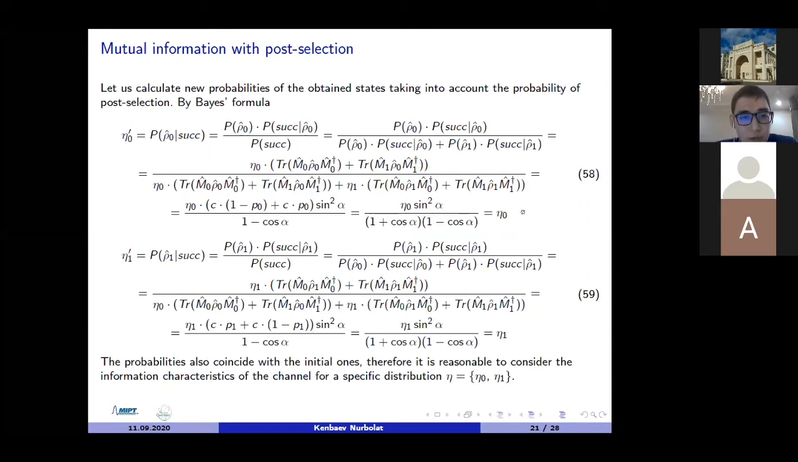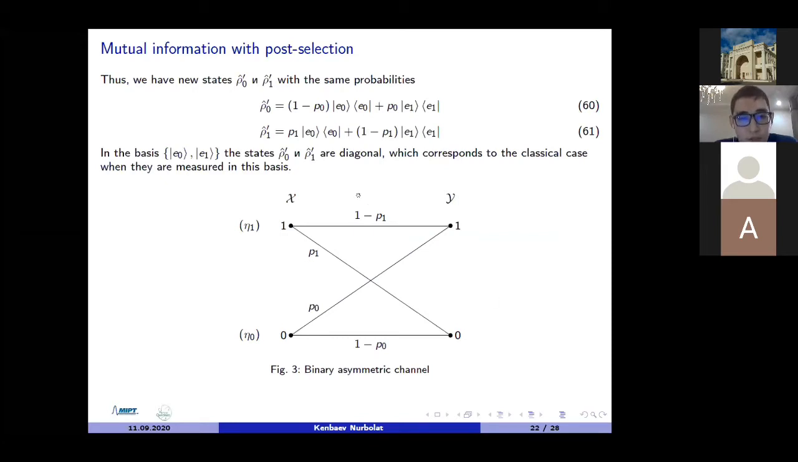Also, we can calculate the new probabilities of the obtained states, taking into account the probability of post-selection. By Bayes' formula, we have the following expressions. And we can see here that the probabilities also coincide. Therefore, it is reasonable to consider information characteristics for a fixed distribution eta. Finally, we get states rho 0 prime and rho 1 prime, which are a convex combination of the orthogonal states with the same probabilities. If we measure those states in the basis E0 and E1, we obtain the classical channel. It's a binary asymmetric channel.